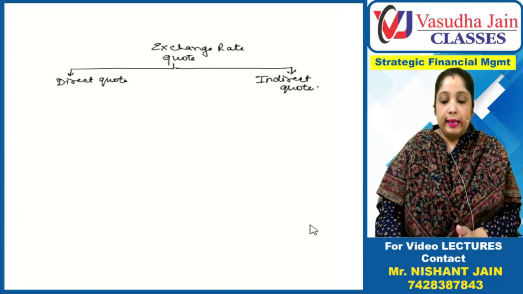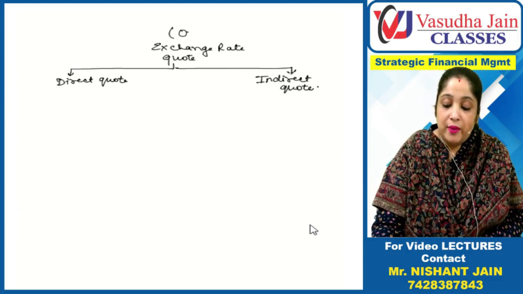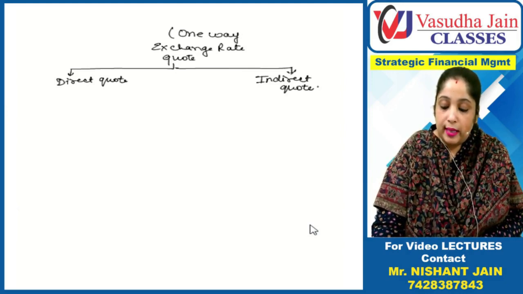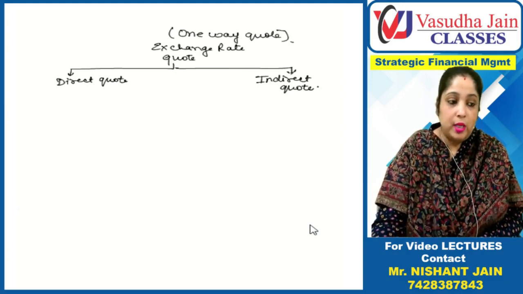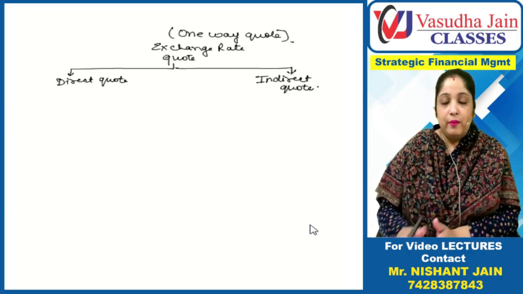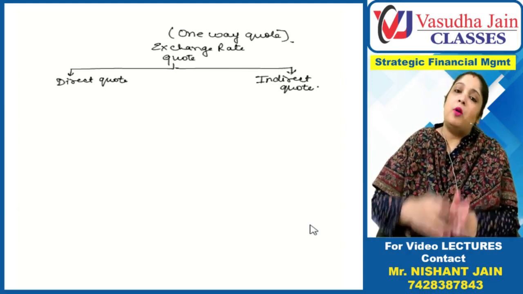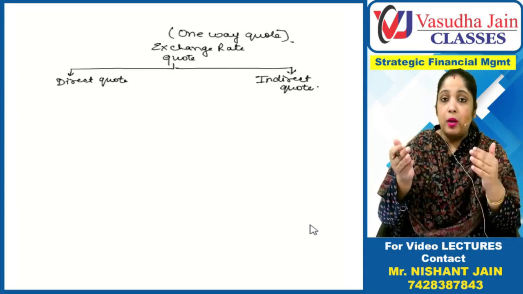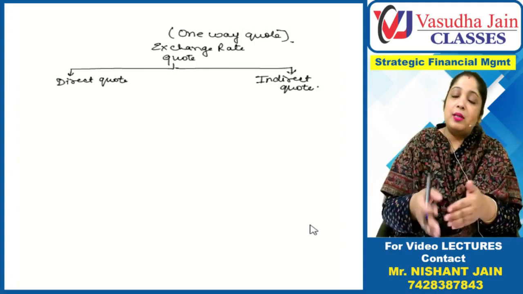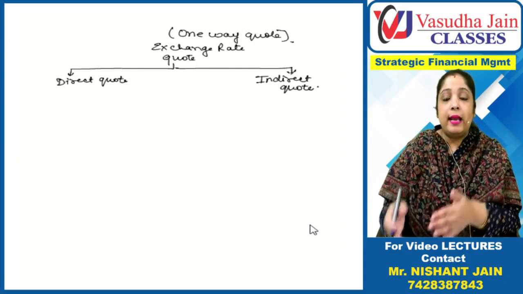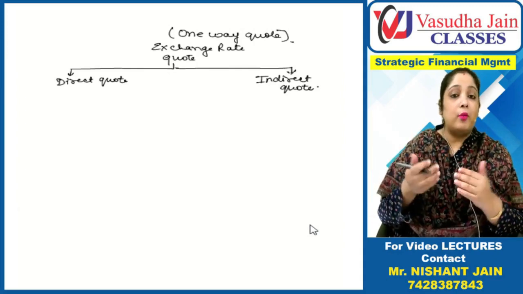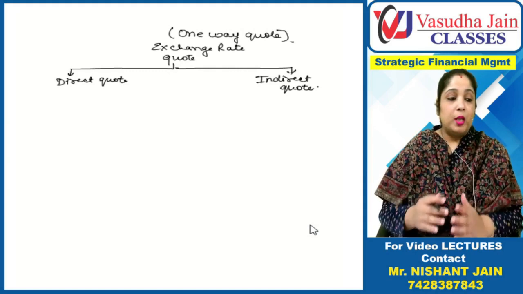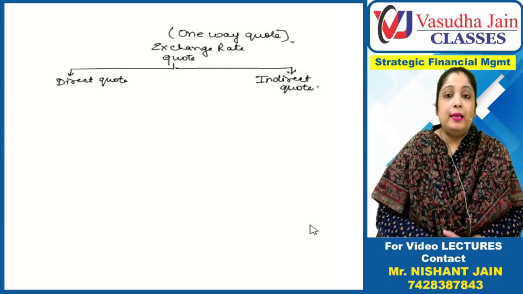Okay? So let's understand. We will be using a one-way quote to make you understand. One-way quote we will be using for the time being. Initially we will be using a one-way quote, then for all the remaining lectures a two-way quote will be used, because in a two-way quote we get a bit confused, as there is a buying rate and a selling rate, and that too from the angle of the bank, not from our angle. Okay. So coming back to our concept, what is a direct quote?